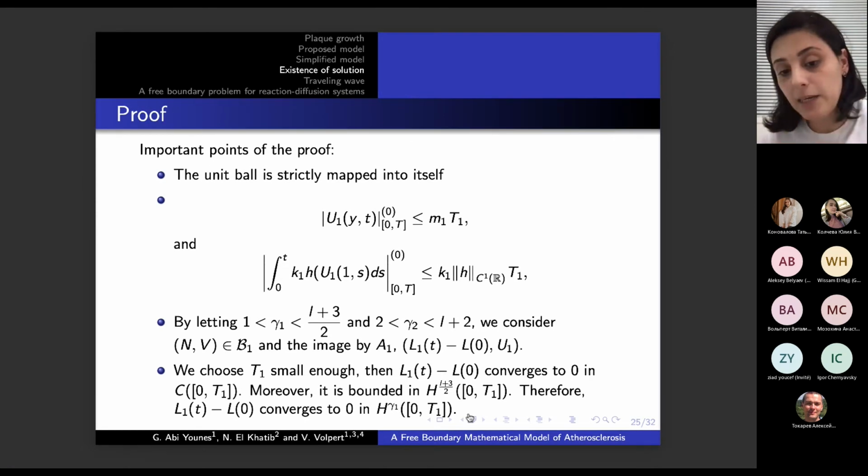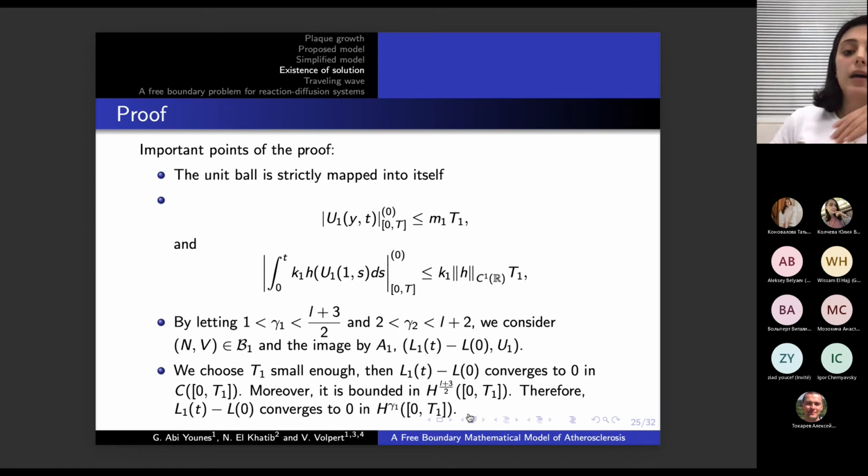We can say the same for U, and this way, by choosing small t1, we can prove that the image of U and V, which are in the unit ball, has norm strictly less than 1, and this way we can prove that the operator A has a fixed point.